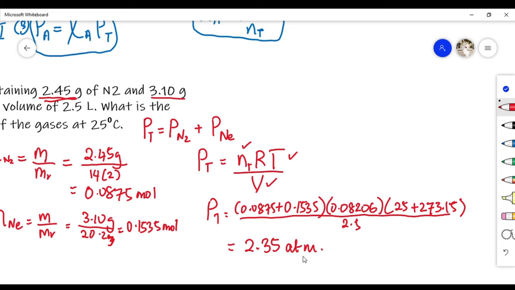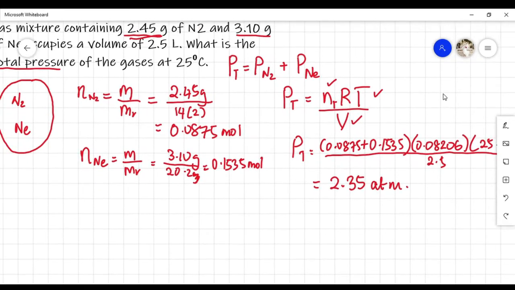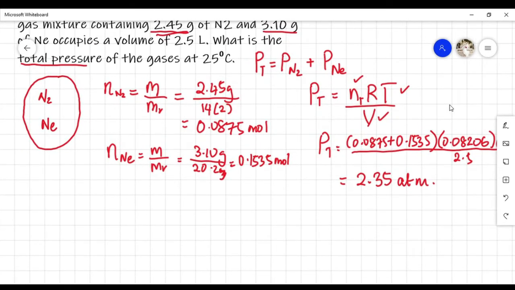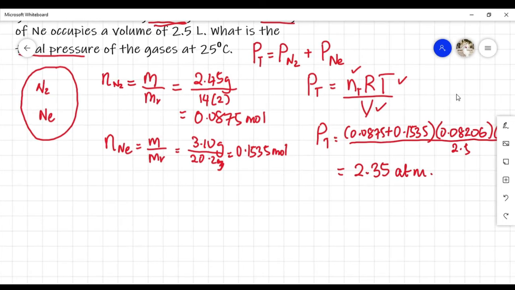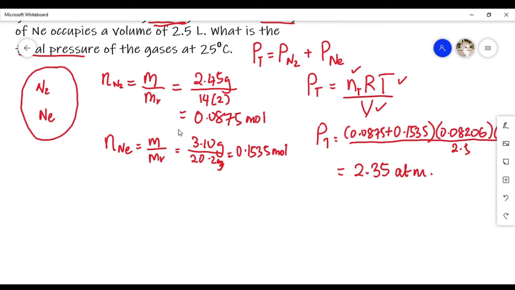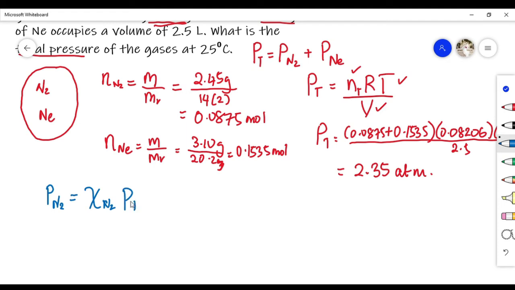Dapat. Okay, so if we extend this question, let's say lah kita extend this question, kita nak cari partial pressure of each gases. Okay, so since kita dah dapat total pressure, instead of kita buat PV equals to nRT for each gases, kita boleh guna mole fraction. Okay, so macam tadi kita asal ada tunjuk equation mole fraction kan. Okay, so let's say if we want to find the partial pressure of nitrogen gas in this case, so we try to get the mole fraction of nitrogen gas timeskan dengan PT.